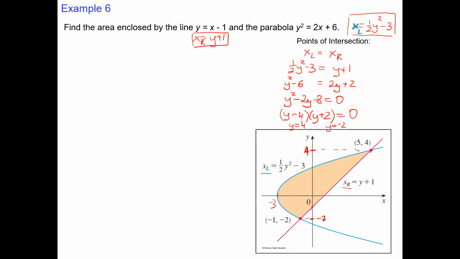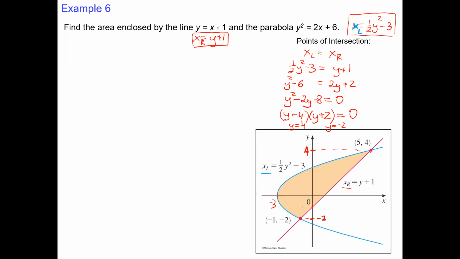And we can substitute into the line: 4 plus 1 is 5, and negative 2 plus 1 is negative 1.